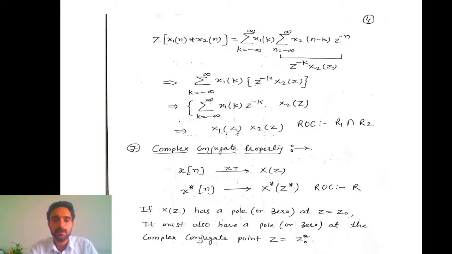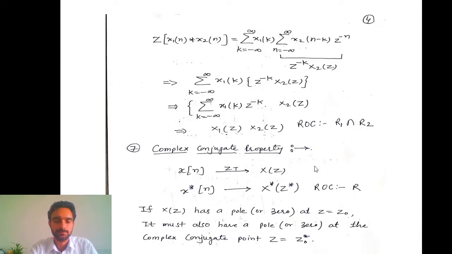So this is X1(z), the z transform of this one, and X2(z), the z transform of the previous term. So multiplication of these two z transforms is equal to convolution in the time domain. Okay, and the ROC is the intersection of the first signal and the second signal.